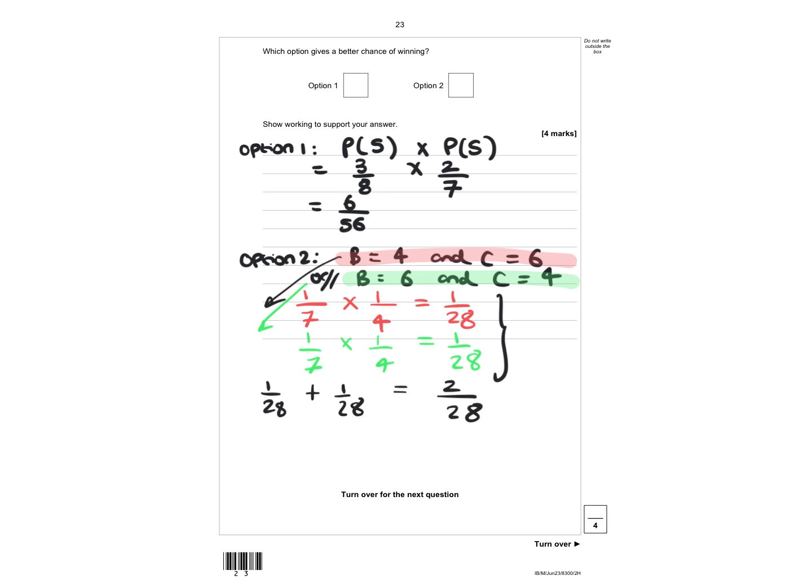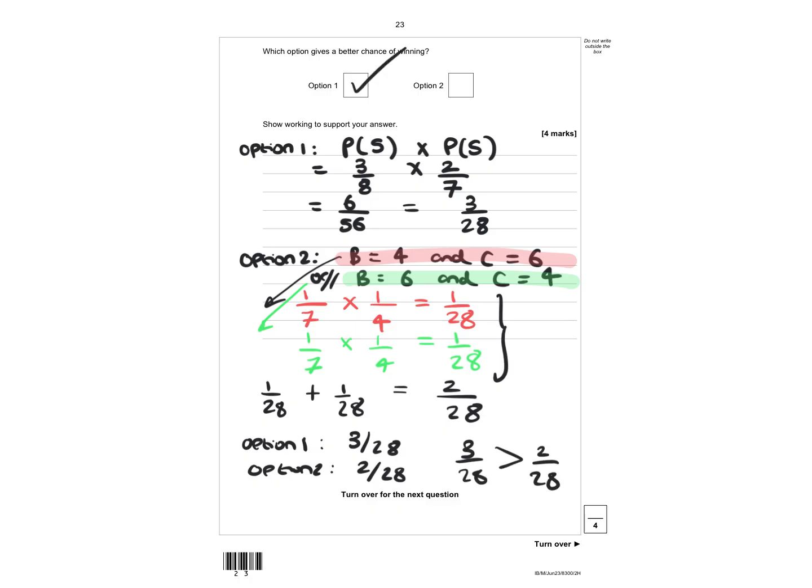Now, if we go back to option 1, that's 6/56, but 56 divided by 2 is 28. So if we simplify this fraction, that's actually 3/28. So the option 1 probability is 3/28. Option 2 is 2/28, and obviously 3/28 is bigger than 2/28, so option 1 gives us the better chance of winning.